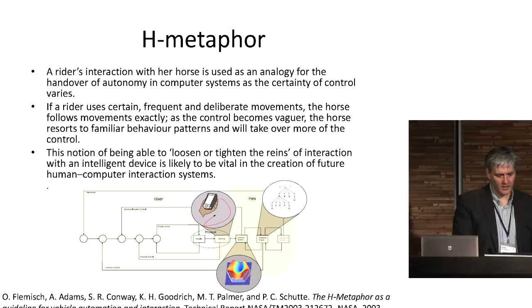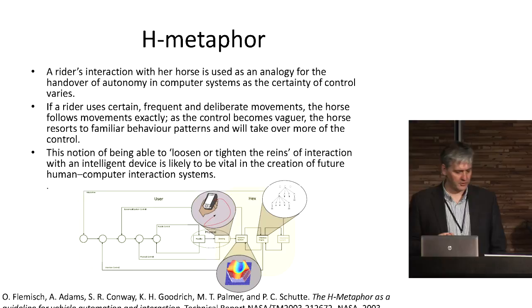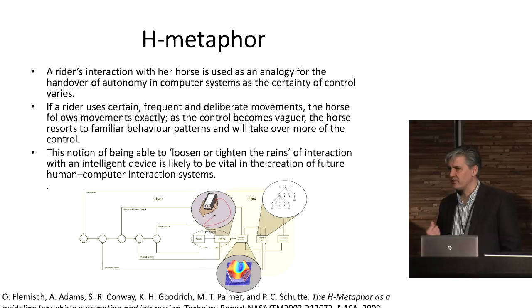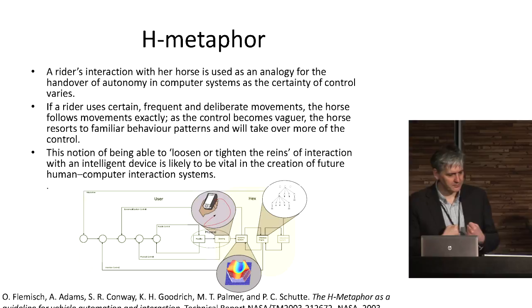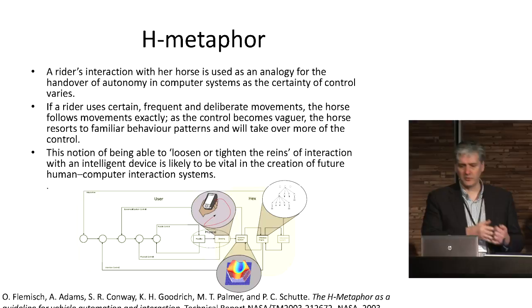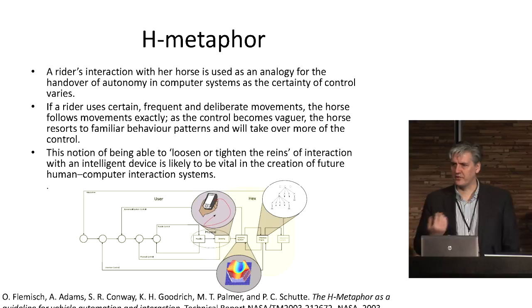So the H-metaphor is an approach that was developed by Flemisch at NASA, and it was relating to how you deal with autopilots in something like the space shuttle. And you're dealing with something which is making intelligent decisions, so you've got two intelligent systems coming together. And so this interaction with the horse was used as an analogy for the handover of autonomy in computer systems as the certainty of control varies.